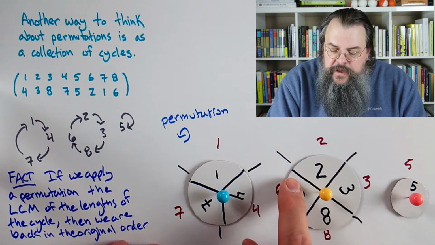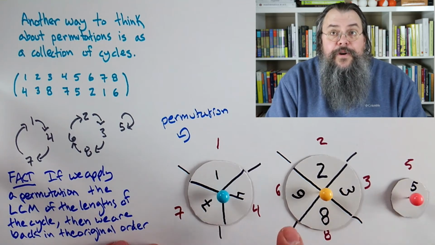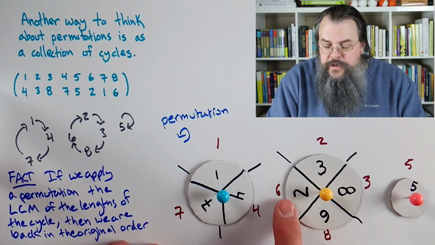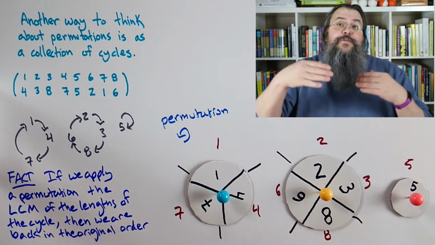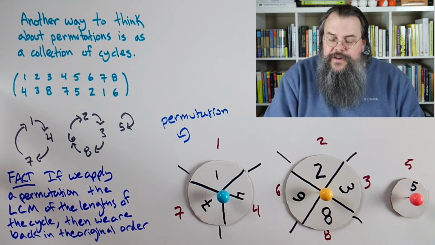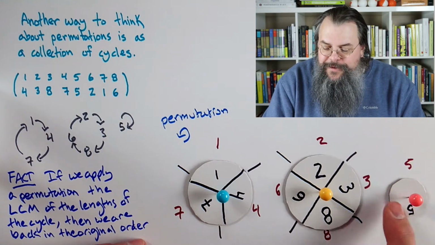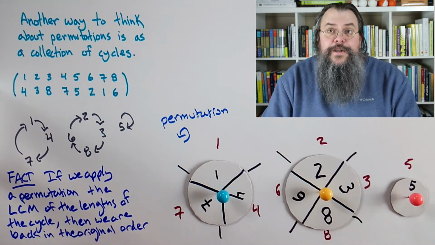On this one, it's a cycle of length 4, right? So it would take 1, 2, 3, 4 turns. So any multiple of 4 gets it back to normal. Now here, you're always back to normal because it's a cycle of length 1.